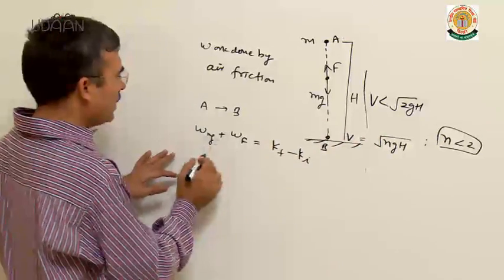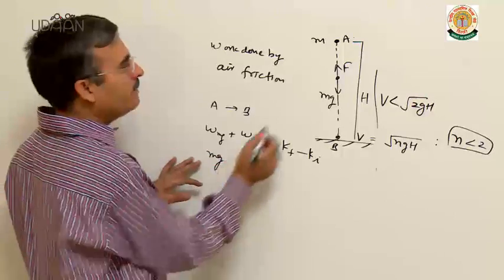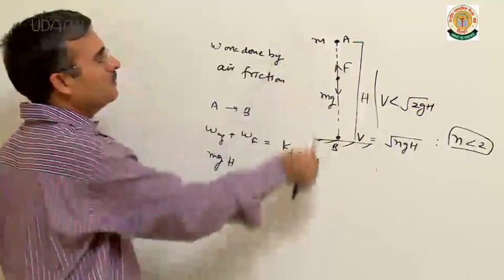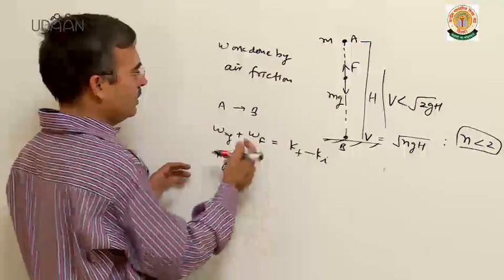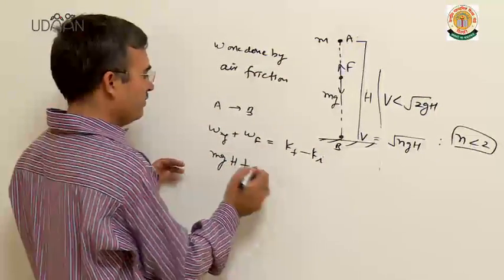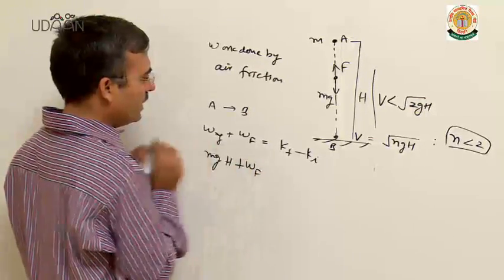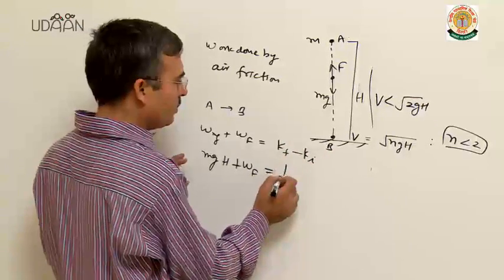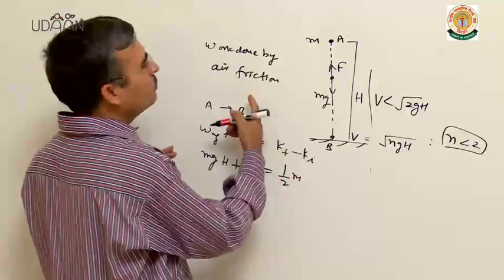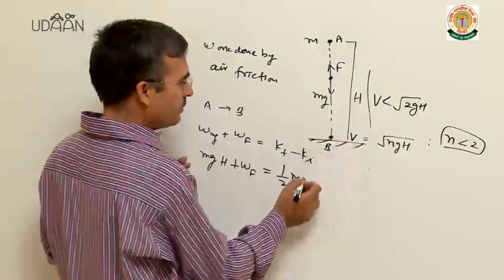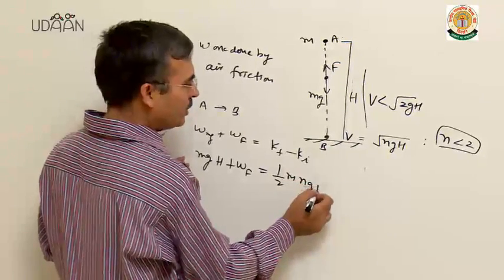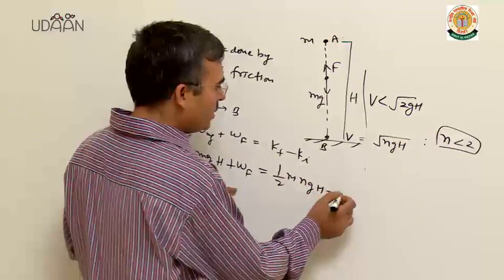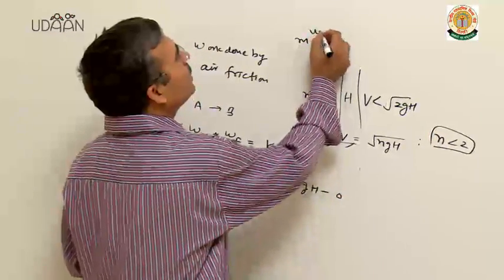Okay. Work done by mg is mg into h into cos 0, positive will come. Displacement downward, force is downward. Work done by friction we have to calculate. We don't write anything here. So this is equal to final kinetic energy of the body, half m v final square, that is n into g into h, minus initial is 0 because body is released from rest.